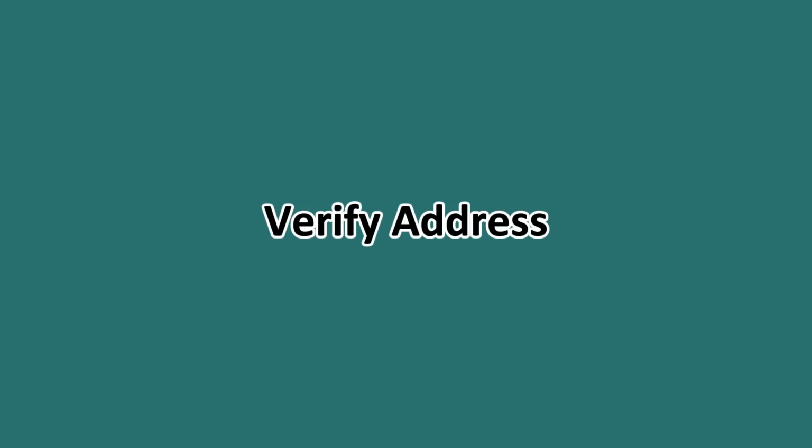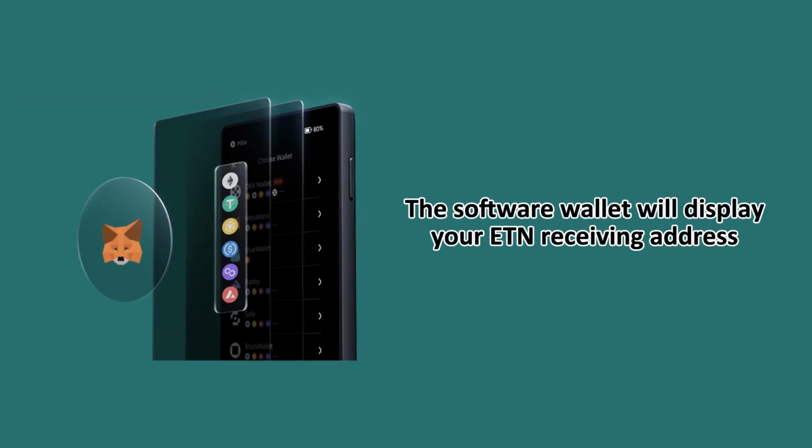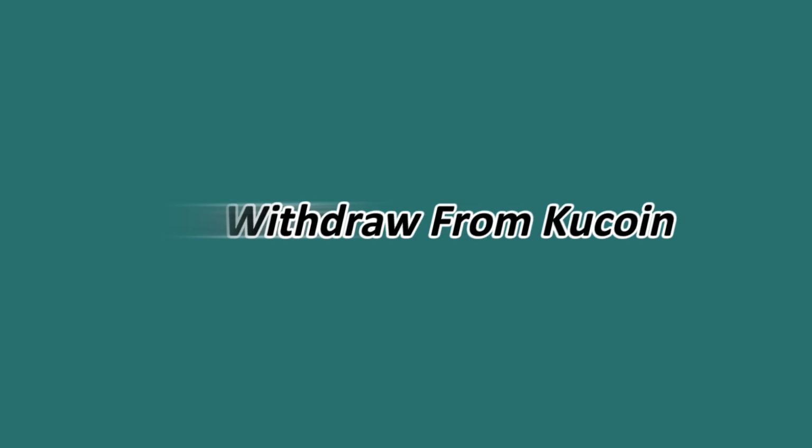Also, you'll need to verify your address. The software wallet will display your ETN receiving address. You'll need to crucially confirm this address visually on your physical Keystone Pro 3 device for security. Step 2. Withdraw from KuCoin.